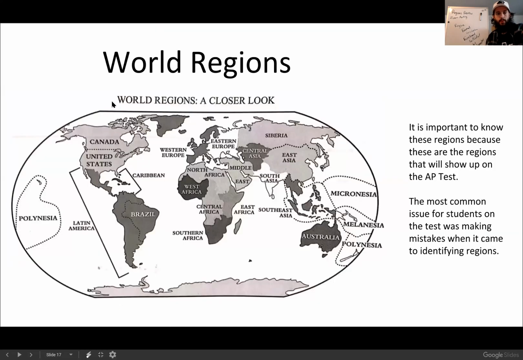And then we have the world regions. This is really important because these are the world regions you need to know for the test. If they ask you a question specifically about Southeast Asia, you need to understand they're just talking about this area right here. They're not talking about Australia. They're not talking about South Asia. They're just talking about these islands and this peninsula right here, okay?